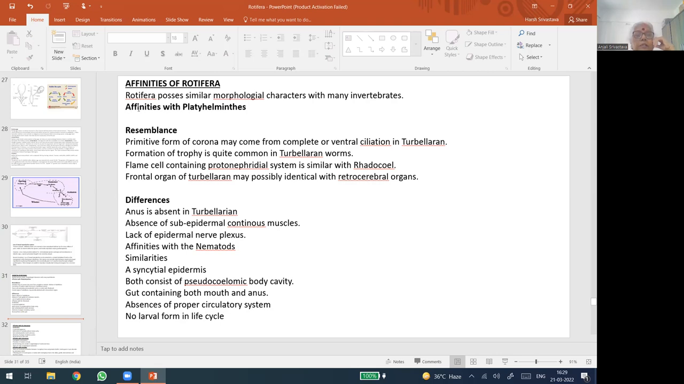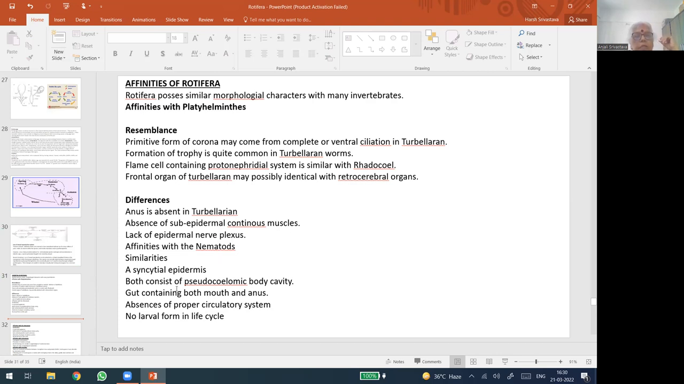The first is the affinities with platyhelminths. These are the resemblances with a primitive form of corona, maybe like the turbellarian ciliary zone. Formation of trophi like the turbellarian worms, flame cells containing protonephridial system, and rhabdocoele. Then differences are these: anus is absent in turbellarians, absence of subepidermal continuous muscles, lack of epidermal nervous plexus.